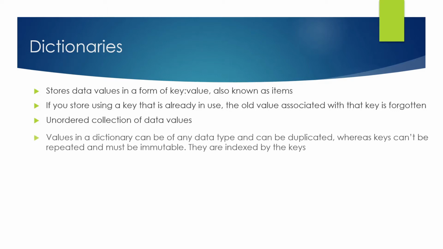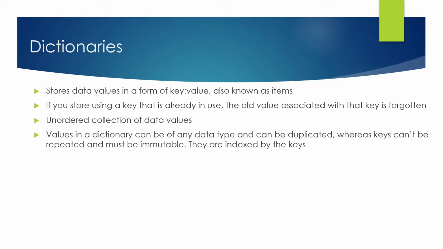Next point is they are unordered in nature, so we can call them an unordered collection of data values. Values in a dictionary can be of any data type. So you can use any data type when you are declaring the items, inserting the item, accessing the item. They can be of any data type and can be duplicated. But the keys can't be repeated and they must be immutable.